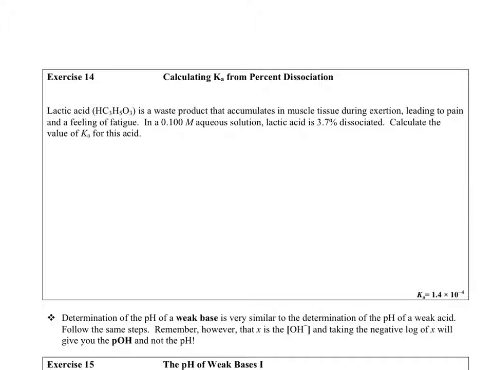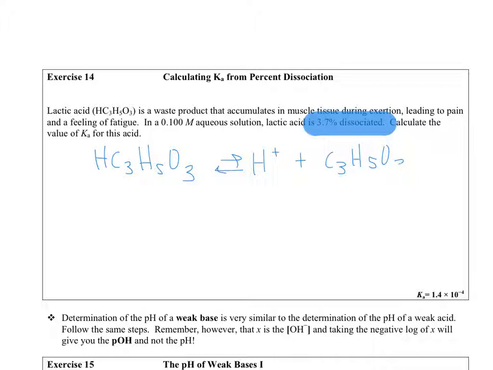Exercise 14 is very similar, but instead of giving us the Ka and asking us for the percent, they give us the percentage and they ask us to find the Ka. Right, so here we go, diving in again. Always a rice table to start a weak acid problem. Double arrow, H plus, C3H5O3 minus, 0.1 molarity, 0, 0, minus x, 0.1 minus x, and x.